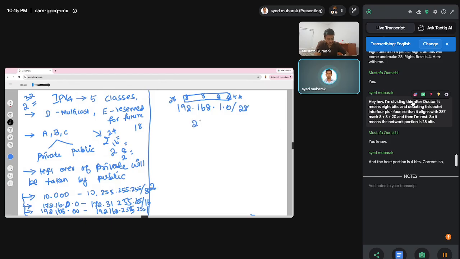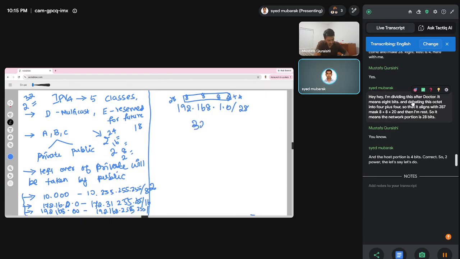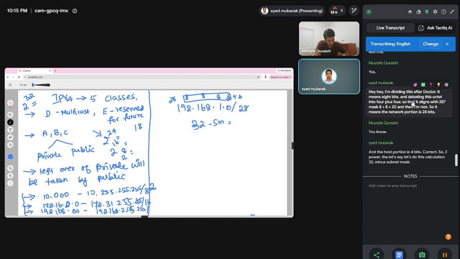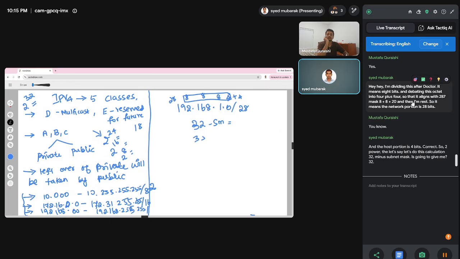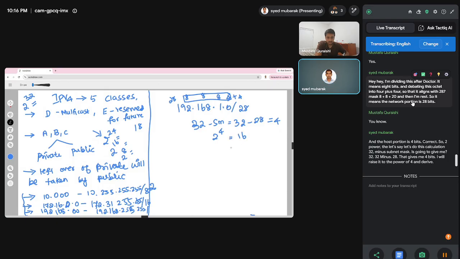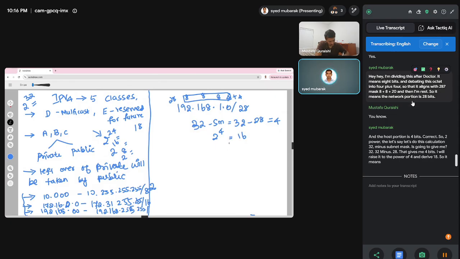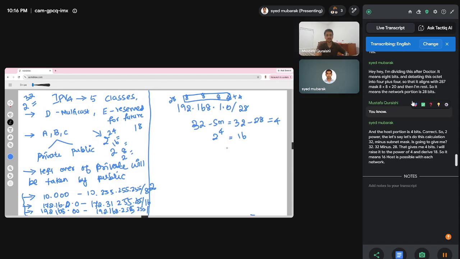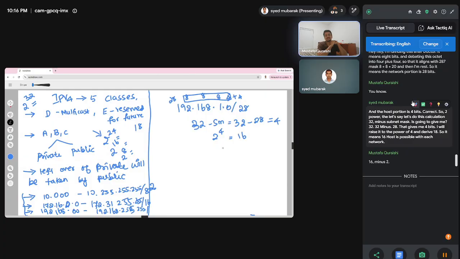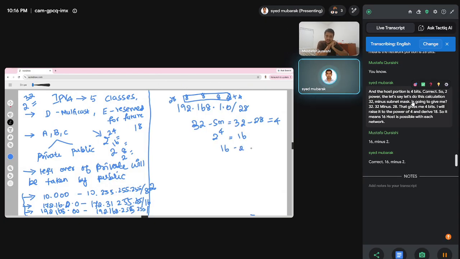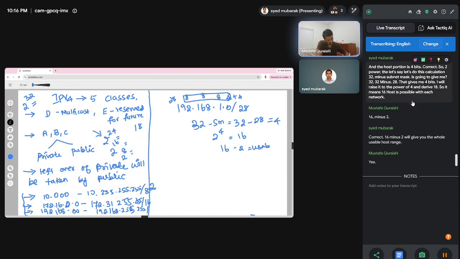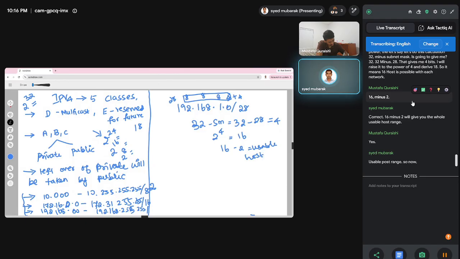So let's do this calculation. 32 minus the subnet mask, 32 minus 28, gives me 4 bits. I raise 2 to the power of 4 and derive 16. So it means 16 hosts are possible with each network. 16 minus 2 will give you the usable host range. So now I have to determine what the range is.